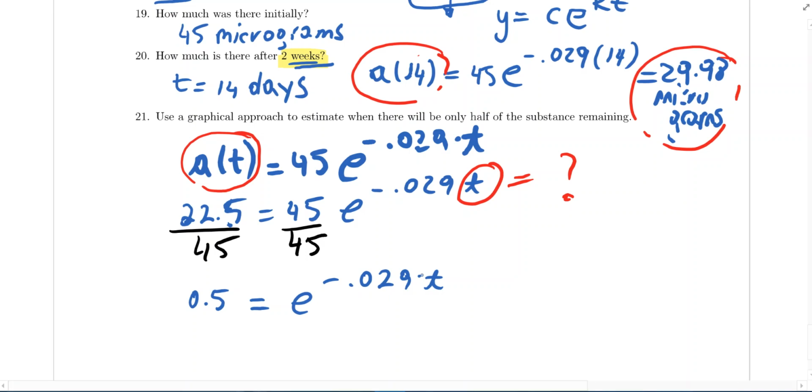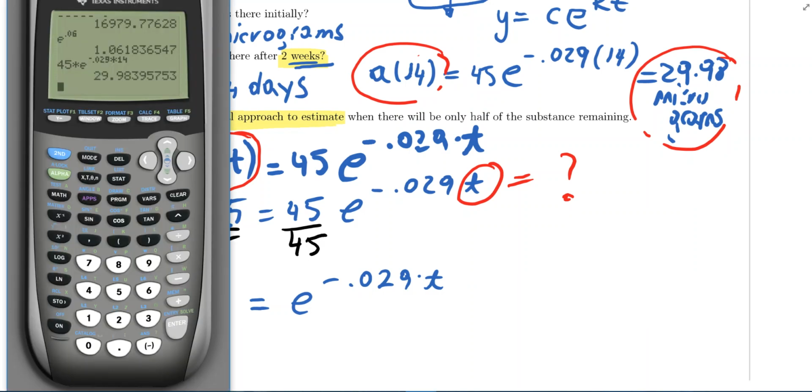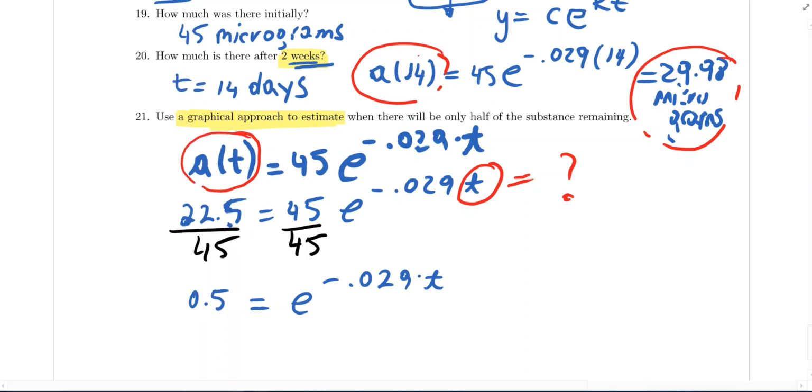So before we learn about logarithms, we can graphically solve this problem. So let's use our calculator to solve this problem, and then we'll come back to it and use logarithms to solve it. To use a graphical approach, basically I'm going to graph this function, and then I'm going to graph this line.